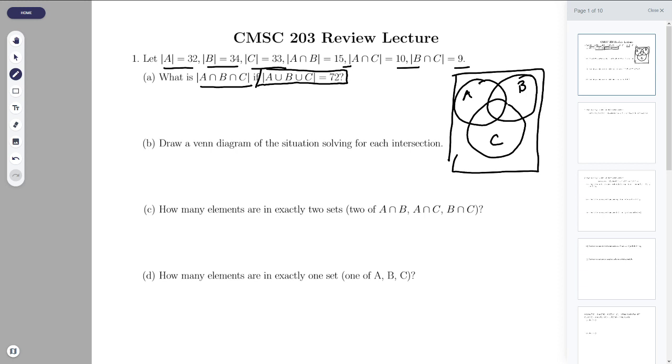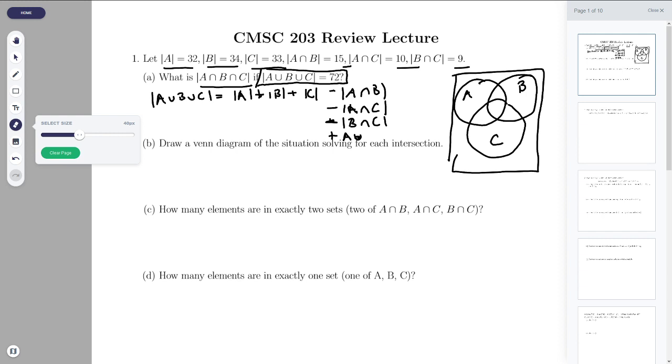So we have to use the triple union formula, which says that the number of things in A union B union C is equal to the number of things in A plus the number of things in B plus the number of things in C minus the number of things in A intersection B minus the number of things in A intersection C minus again the number of things in B intersection C plus the number of things in A intersection B intersection C, like this.